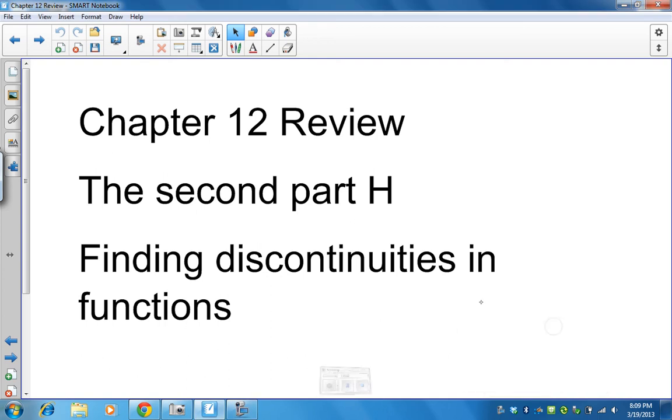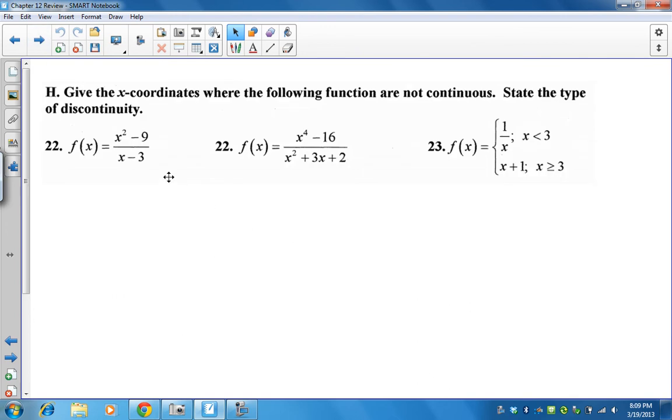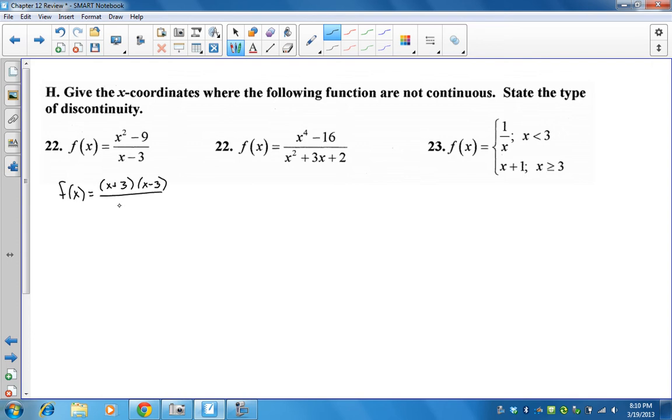Alright, this is the final part of the review where we're finding discontinuities in functions. And for the first two problems here, when you're finding discontinuities, you always want to factor the function first. Factor the top and bottom and see if anything cancels and whatnot. So for number 22, I would factor the top into x plus 3, x minus 3. And the bottom is just x minus 3. And I notice that the x minus 3's cancel.